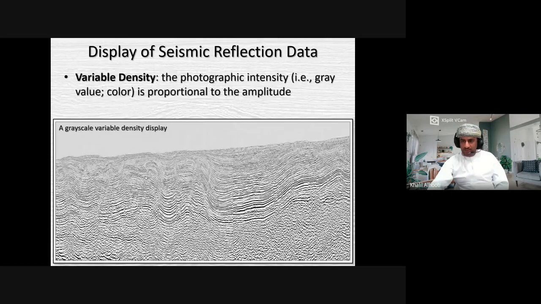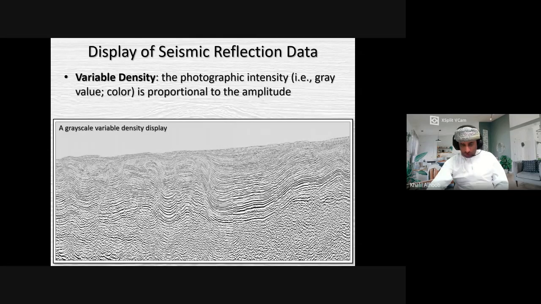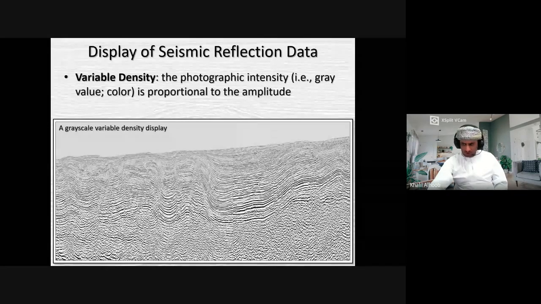Variable density display. This is a huge seismic section in marine. Interesting things you find, there are a lot of synclines and anticlines. This is the basement. The basement is actually not sedimentary layers. It's either igneous or metamorphic. The basement rock. Usually, if you do a geology course for Oman or other courses in geology, you know that basement is not a sedimentary rock.